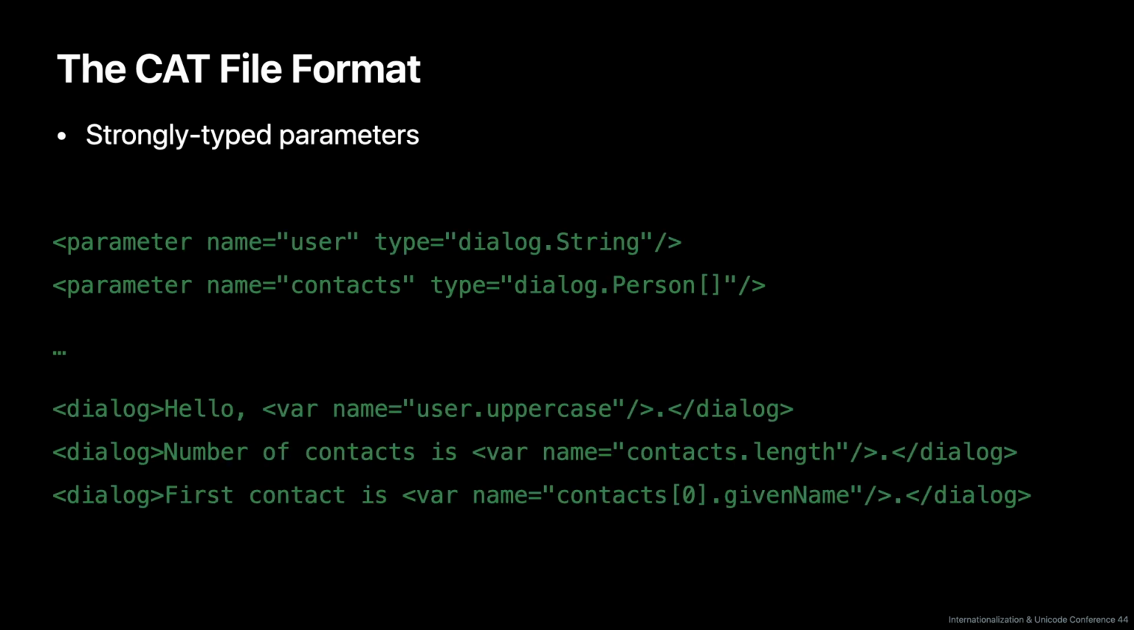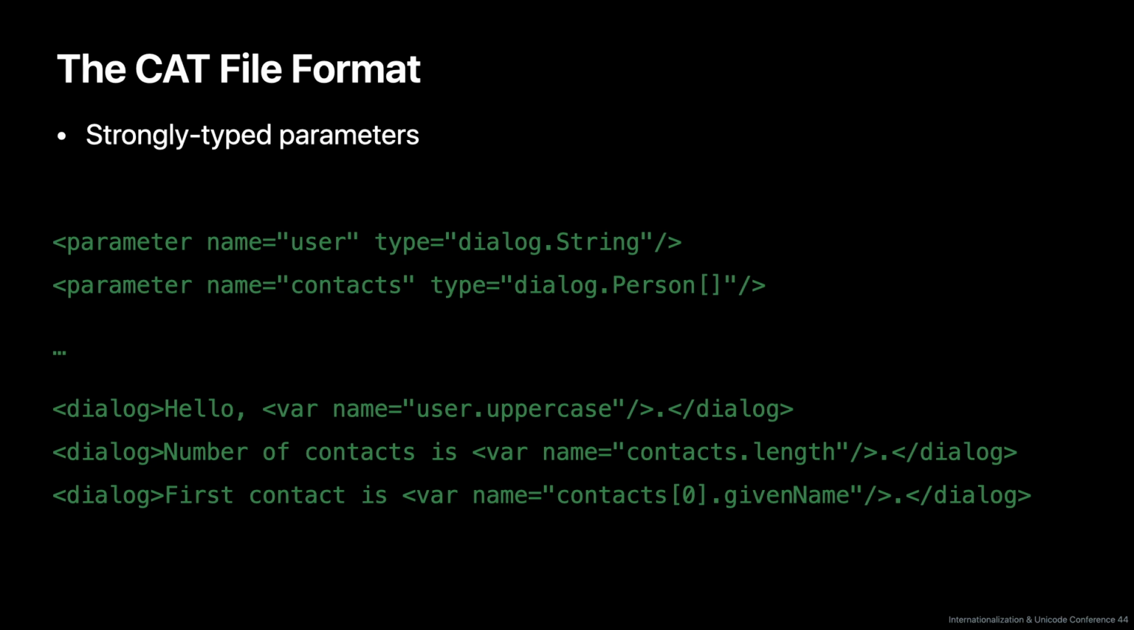This example shows how we support runtime parameters. So we can define a set of parameters and their types in a separate parameters file. In this example, we have a parameter called user, which is a string type, and we also have a parameter called contacts, that's an array of person objects. At runtime, code that uses our execution library can provide values for these parameters.